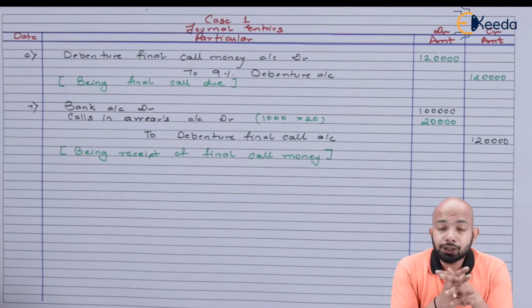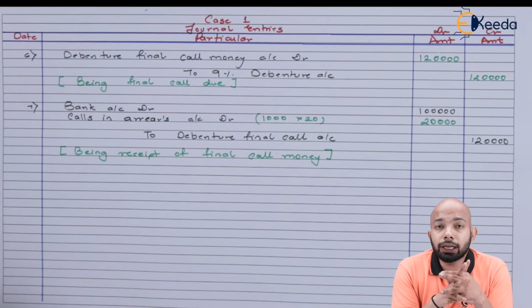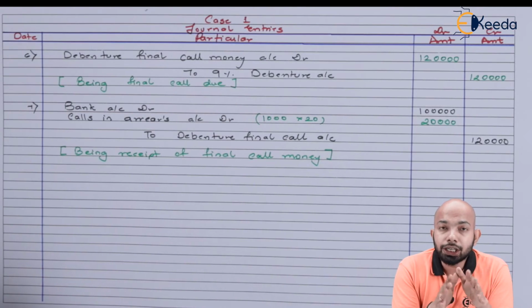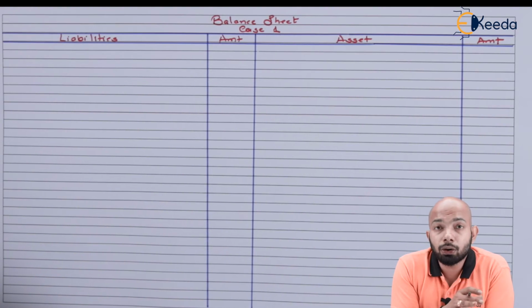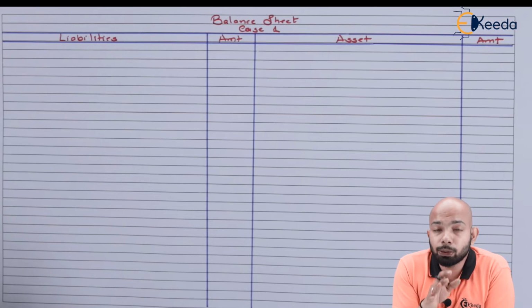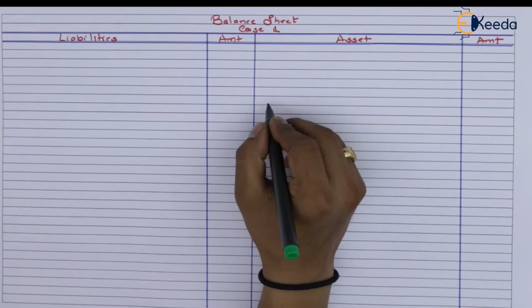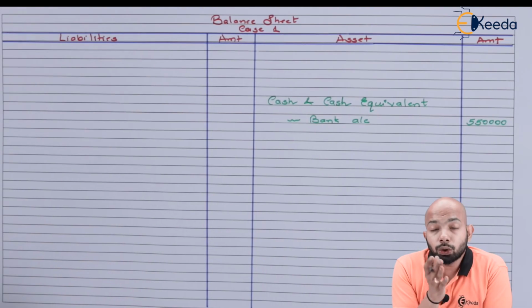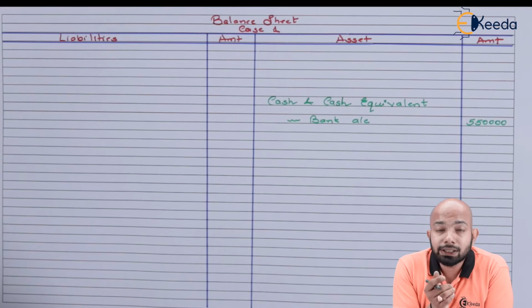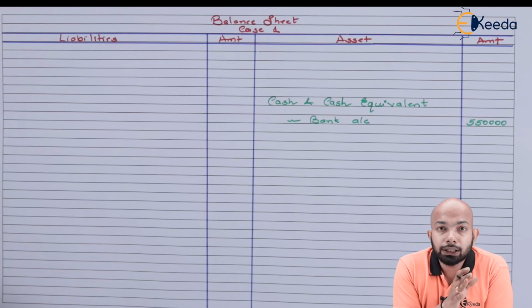Now that we have passed the journal entries here, we are going to go ahead and prepare the balance sheet for case 1. So let's start with the balance sheet first. When we're preparing the balance sheet, we'll first prepare the bank account totals. That means the asset side will be taken care of first. So the total of the bank account that we have received here is 5,50,000.